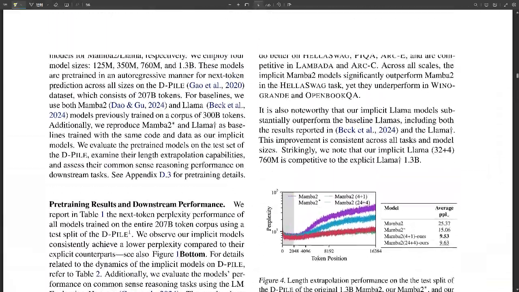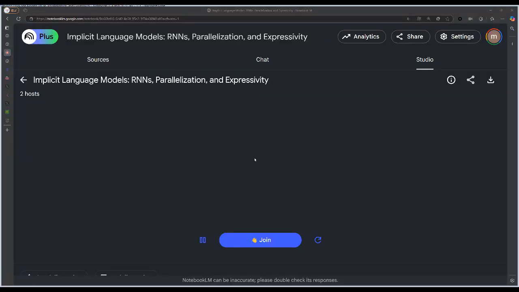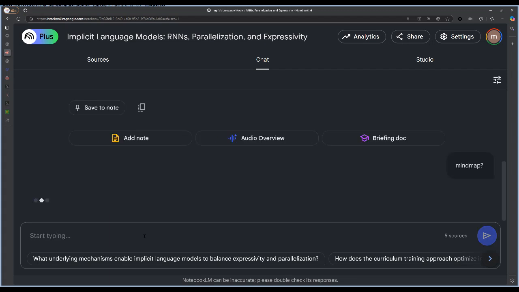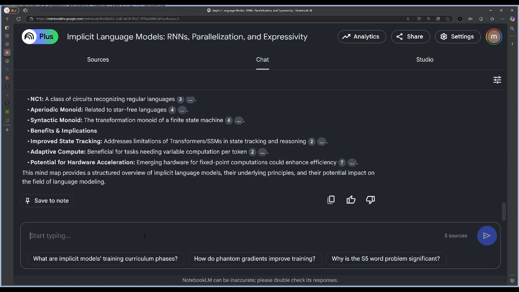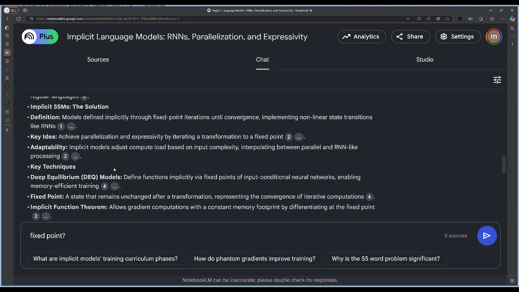But do these models actually deliver? How do they perform in real world tests? The researchers put them through some pretty rigorous challenges. One of them is something called the S5 word problem, which is specifically designed to test a model's ability to track complex sequences of information. You can almost think of it as an AI obstacle course for language models. The results were really impressive. The implicit models aced it. They even outperformed traditional models on a whole bunch of other benchmarks designed to assess reasoning and state tracking abilities. So it's not just that they're fast, it's that they're actually learning and adapting.